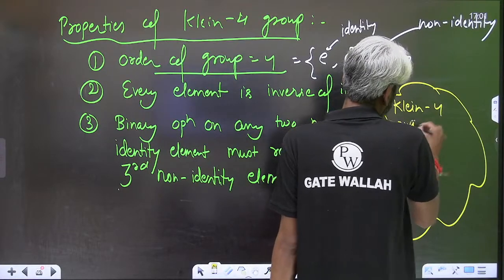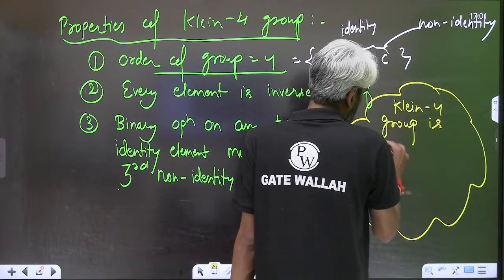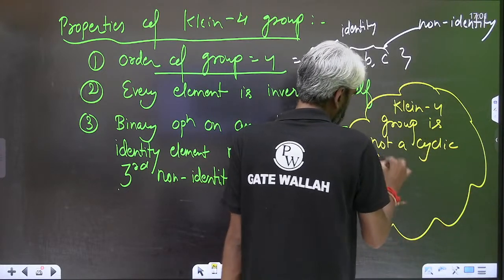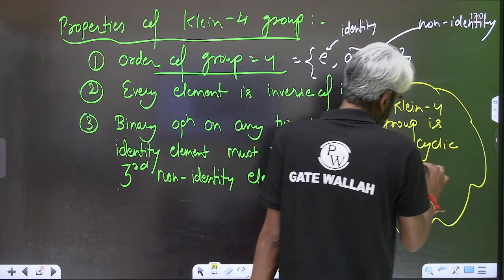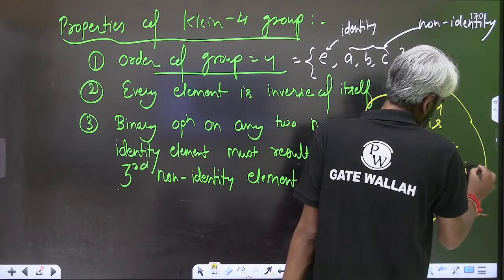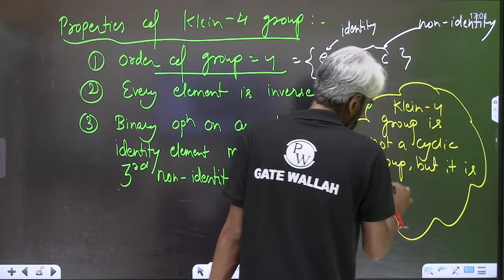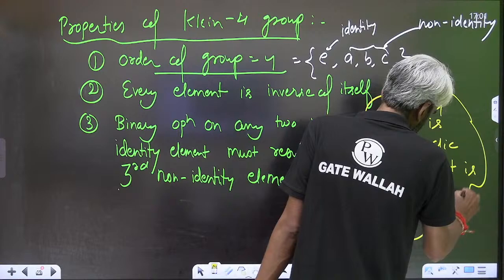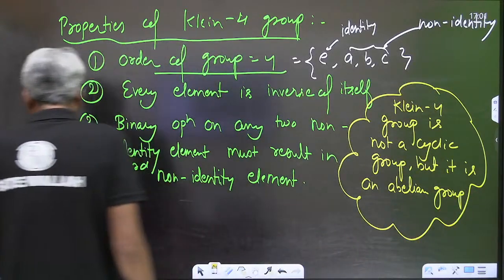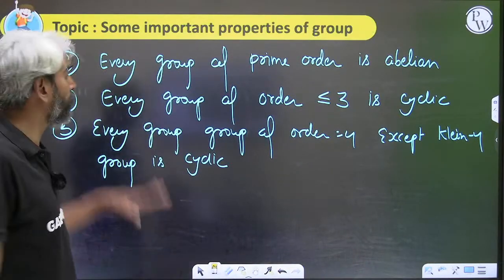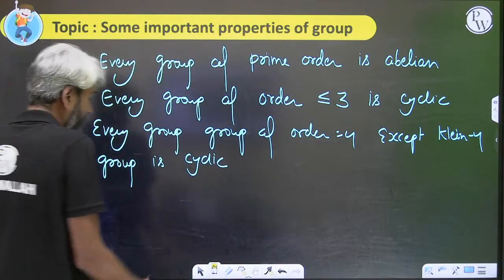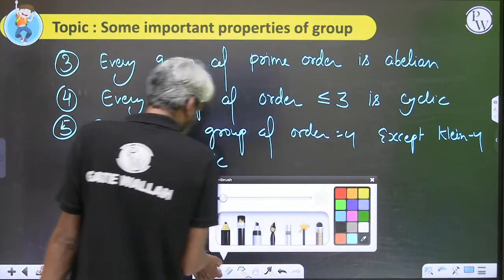C4 group is not a cyclic group, but is an abelian group. So, having said that, that is not a cyclic group but abelian group, if we know that every group of order 4 except the C4 group is a cyclic group, so we can say one thing.